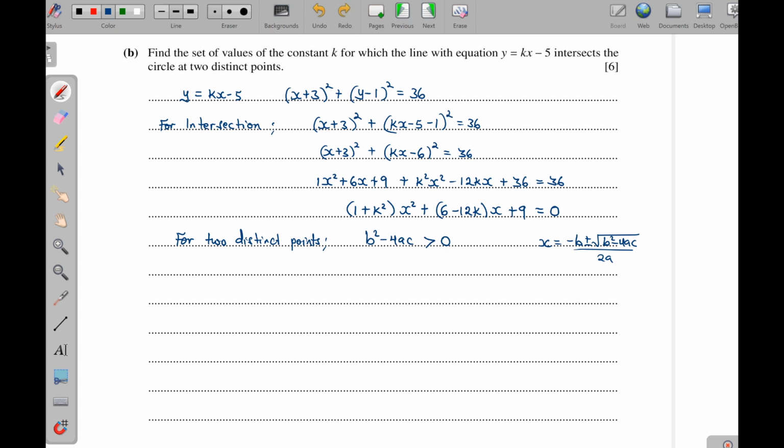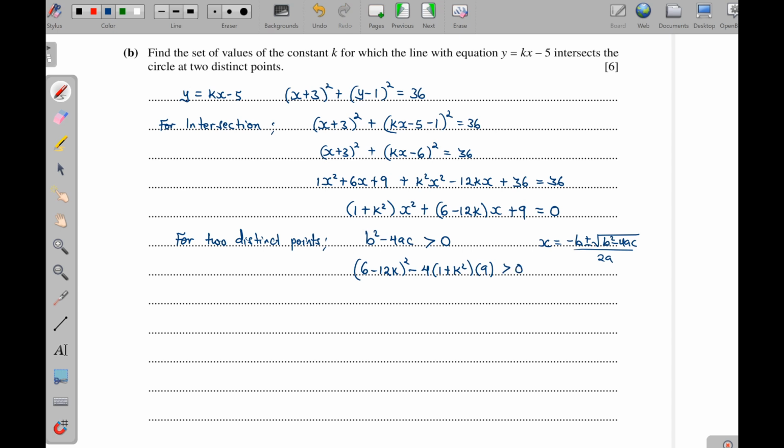This is the 1. So it will be 6 minus 12k. We square it. Then minus 4 times our a is 1 plus k squared. And then our c is a 9. Then this one has to be greater than 0.